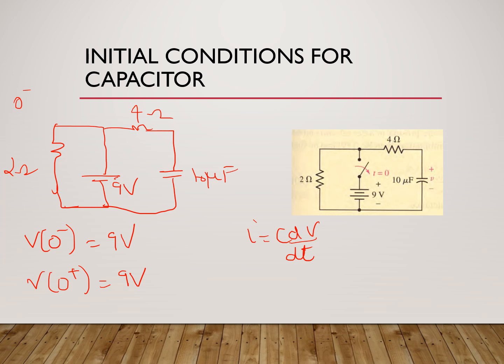These are due to the energy storage elements like inductors and capacitors, which store some energy, and the voltage across a capacitor cannot change instantaneously. The current through the inductor also cannot change instantaneously. Because of which we have such equations: V0 minus is 9 volt. V0 minus is equal to V0 plus in the case of capacitance, and I0 minus is equal to I0 plus for the inductance.